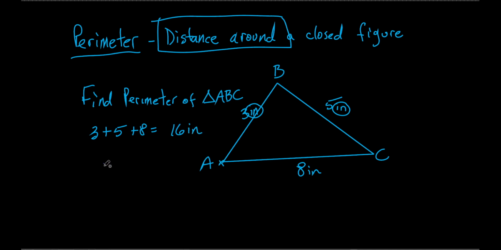So the perimeter, here's how I would write it. P equals 16 inches. If I was to write this on a quiz or a test, even your homework, get used to it on the homework, then write it like this. That means perimeter. P for perimeter equals 16 inches. We just add up the lengths of the sides. Very, very simple.